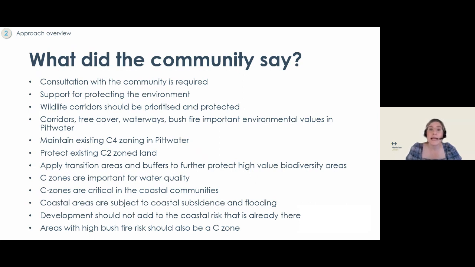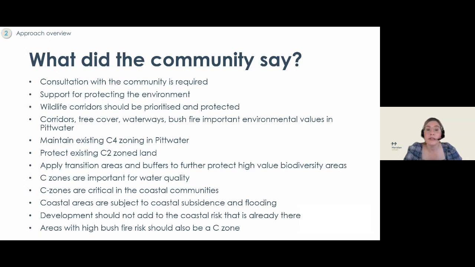There was support for maintaining the existing C4 zoning in Pittwater and protecting existing C2 zoned land. Comments suggested applying a transition area or buffer to further protect high-value biodiversity areas. Conservation zones were also considered important for water quality.